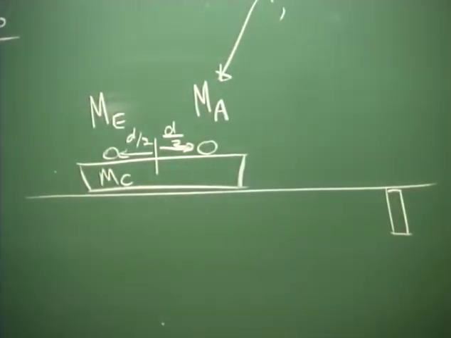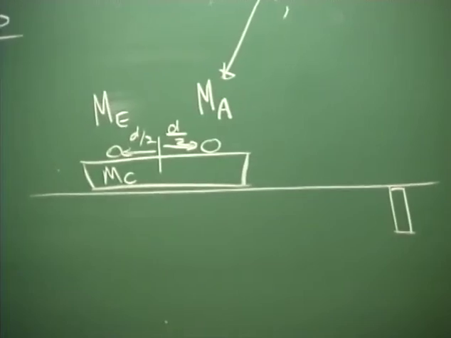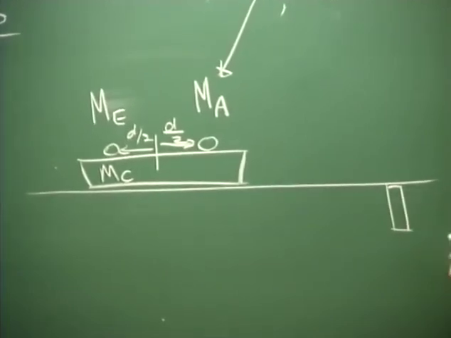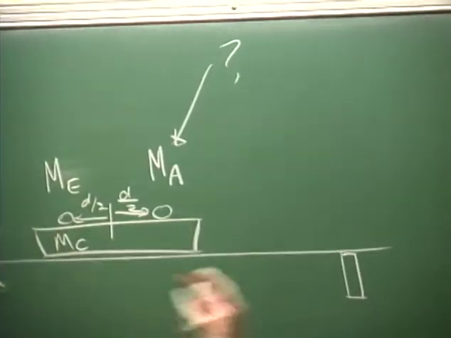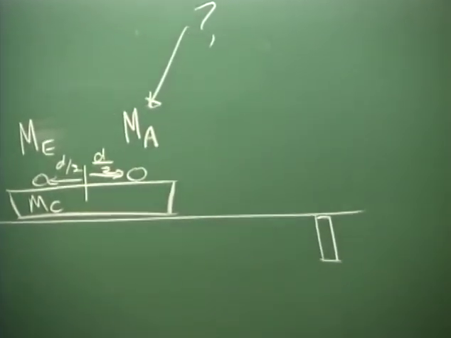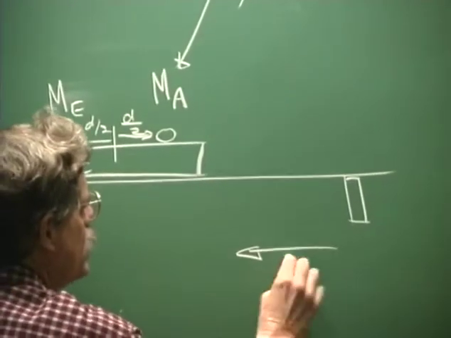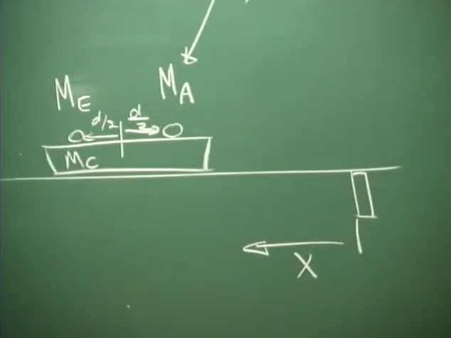And the book, the picture had set it up in a little bit awkward way so that everything was to the left of the log. Well, that's perfectly fine. Let's measure x in this direction, then, starting at the log.